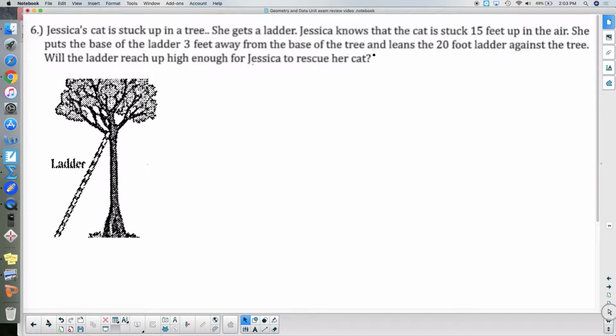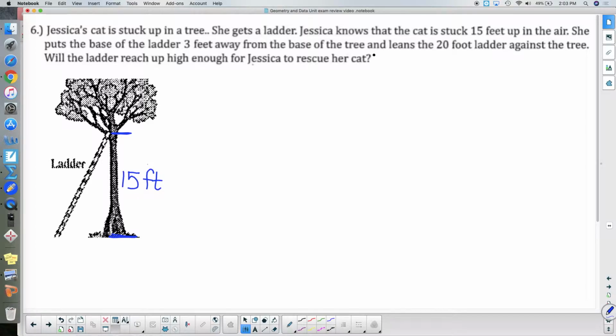In number 6, similar idea, but we want to see if we can figure out where things go. And I've got a picture here, but something you need to understand is that the ladder would be on an angle. So Jessica's cat is stuck up in the tree. She knows that the cat is stuck 15 feet in the air. Well, that's not the ladder. That's actually from where the cat is to the ground. So that's actually this side where we're looking at the height of the tree.